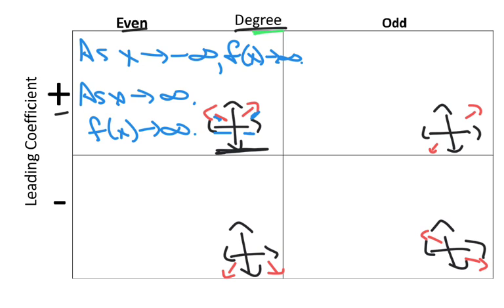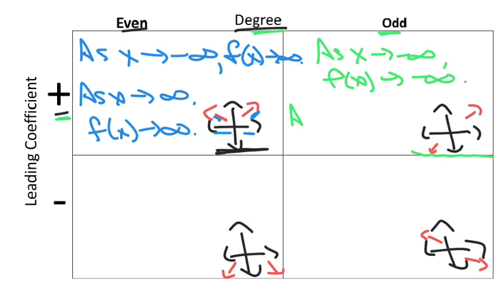We're going to say if our degree is odd, and our leading coefficient's also positive, our graph is going to look like this. So for this one, we're going to say as x approaches negative infinity, f of x also approaches negative infinity. That's how you'll write your answer. And then we're going to say as x approaches positive infinity, f of x is also going to approach positive infinity.